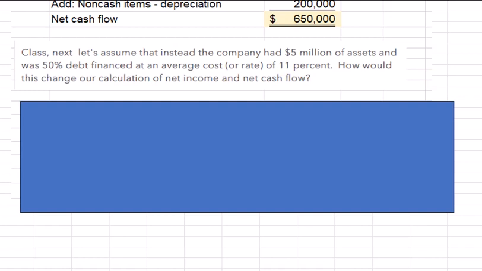Okay, let's tackle this question next. Let's assume that instead the company had $5 million of assets and was 50% debt financed at an average cost of 11%. So how could we calculate net income and net cash flow in this situation?